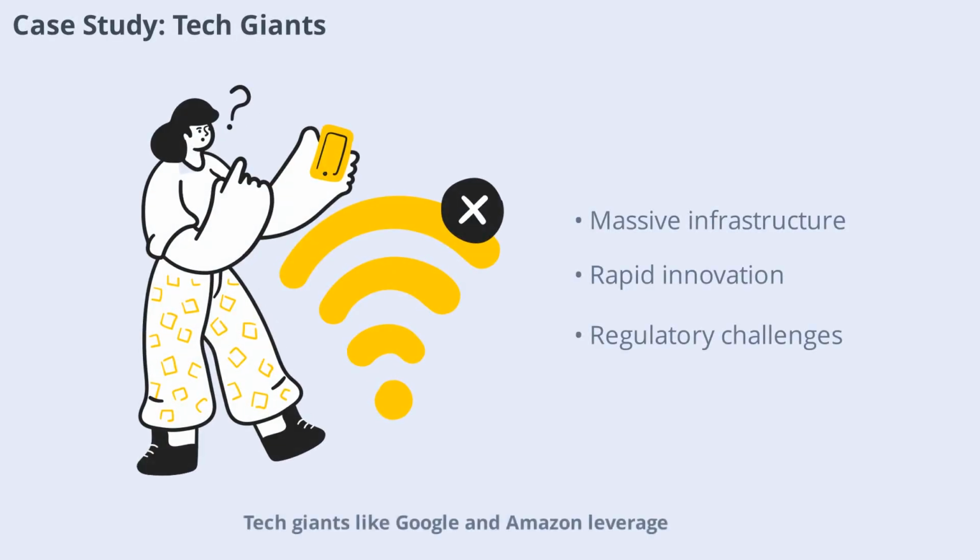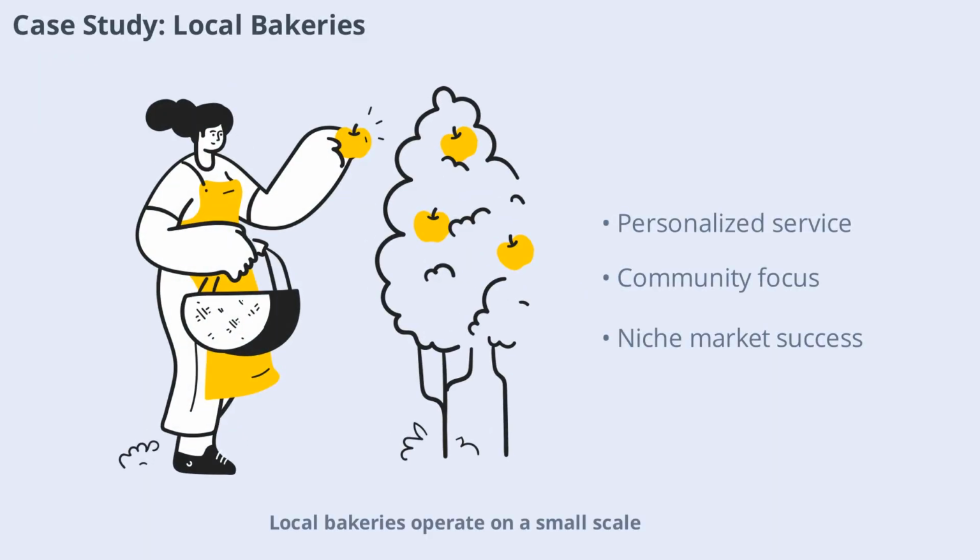Tech giants like Google and Amazon leverage economies of scale through massive data centers, global reach, and network effects. Their size allows them to innovate rapidly and offer services at lower costs, but they also face regulatory scrutiny and management challenges. Local bakeries operate on a small scale, often focusing on quality and personalized service.